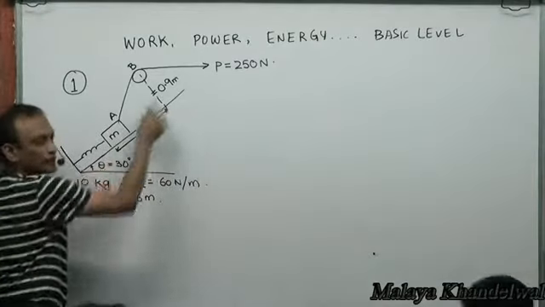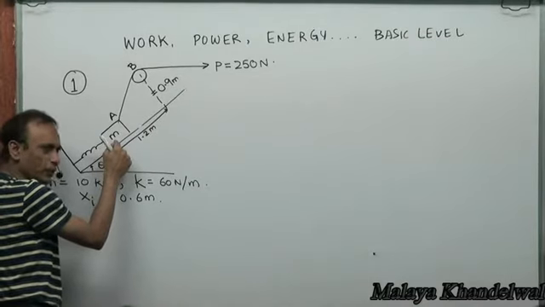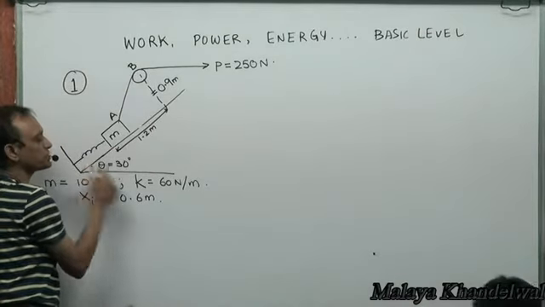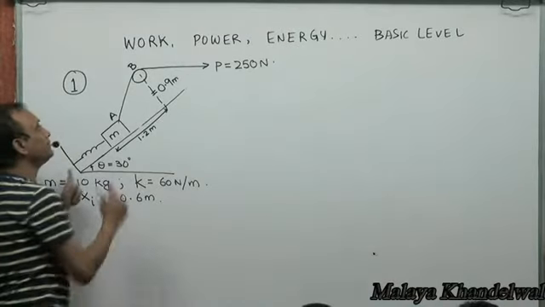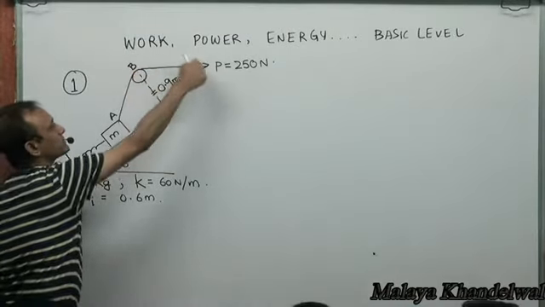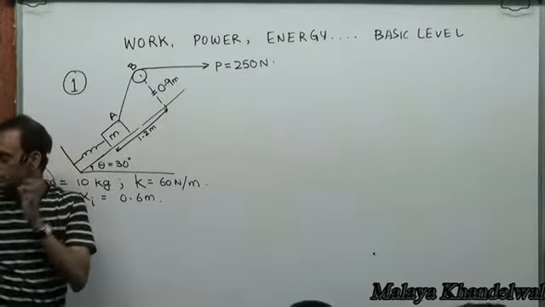There is a smooth inclined plane, and there is a mass, almost treated like a point mass, connected to a spring with force constant, spring constant 60 Newton per meter, and with a pulley arrangement of this kind, and this end of the pulley is being pulled with a force of 250 newtons.